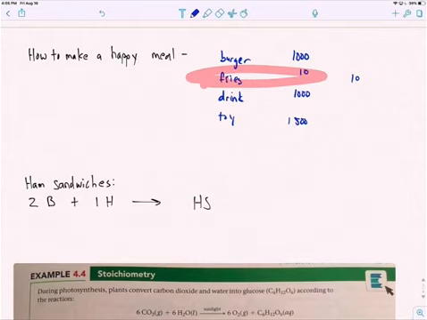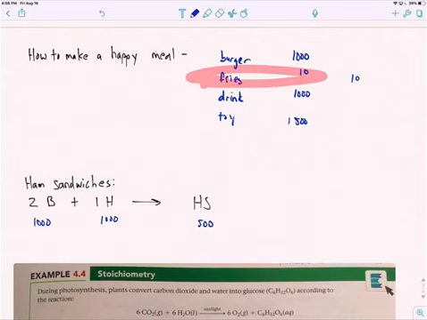So what's nice about a Happy Meal is that they're all a 1 to 1 to 1 to 1 ratio. What about a ham sandwich? And here's my ham sandwich equation. We have 2 slices of bread and 1 slice of ham makes a ham sandwich. Very simple ham sandwich. If we have 1,000 slices of bread and 1,000 slices of ham, how many ham sandwiches can we make? We can only make 500.